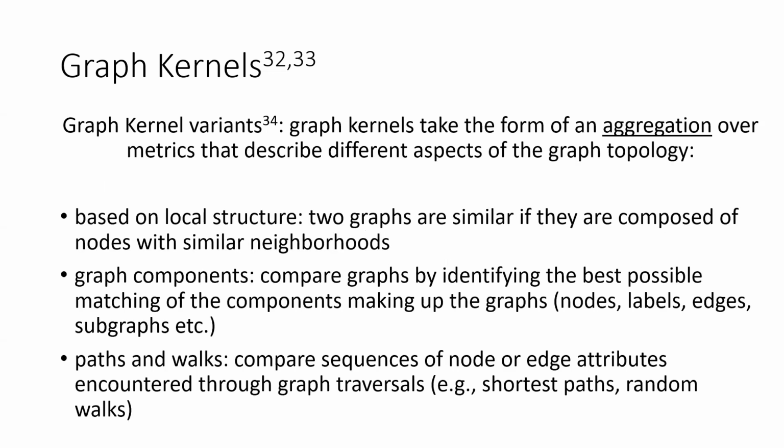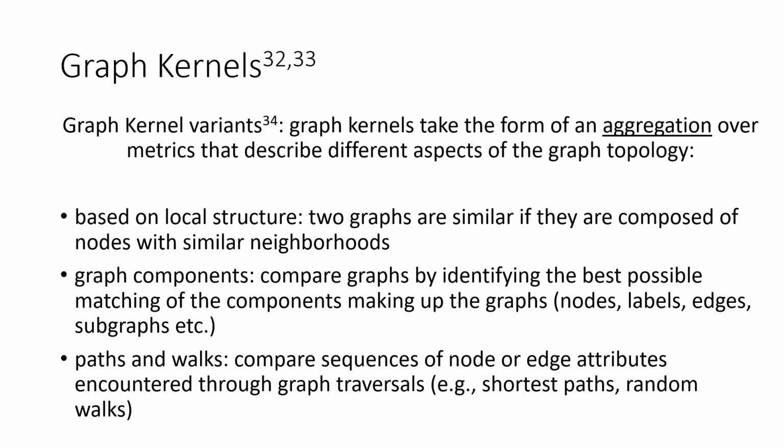Okay, so different kernel variants have been proposed, but usually all these kernels take the form of an aggregation over metrics that describe different aspects of the graph topology. A lot of them, and probably the ones that have been more successful, meaning that they have also been applied in practical applications, are based on local structure. The assumption there is that two graphs are similar if they are composed of similar nodes and have similar local neighbors. That means that when I define the kernel, I look at each node and its direct neighbors, define a local similarity function there, and then define an aggregate similarity over all nodes in the graph. That could be one.